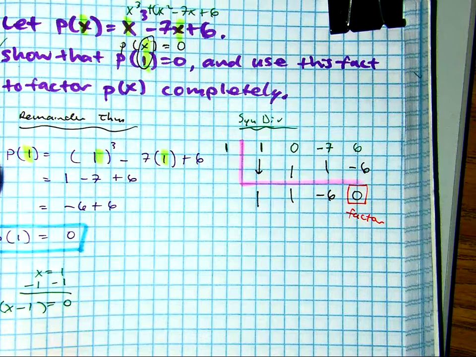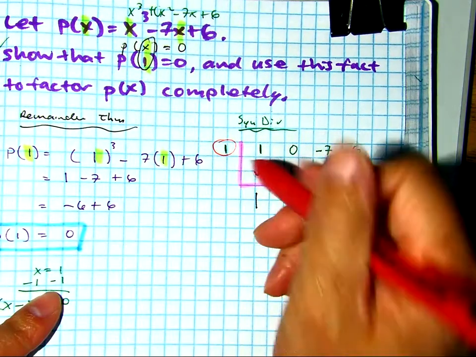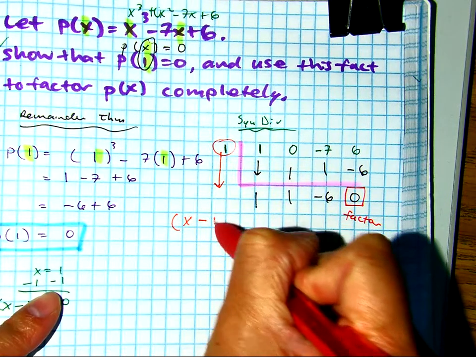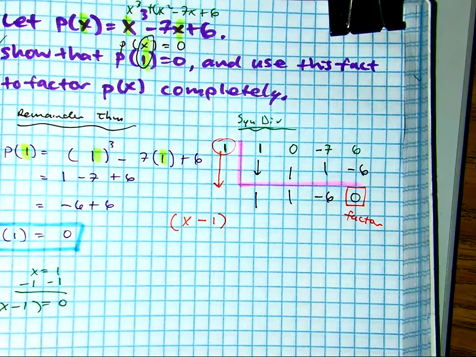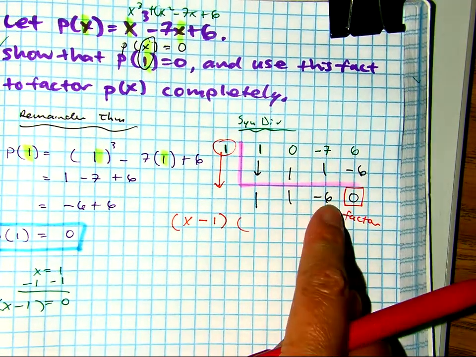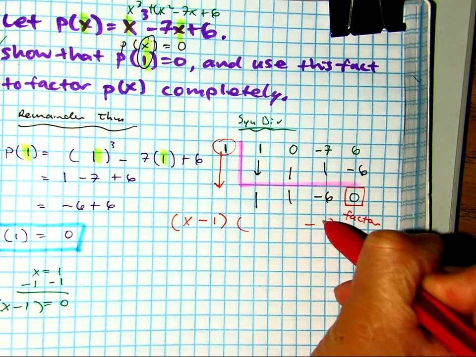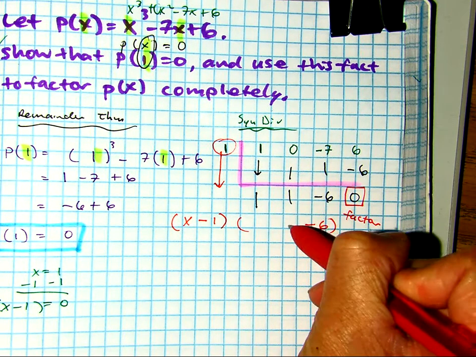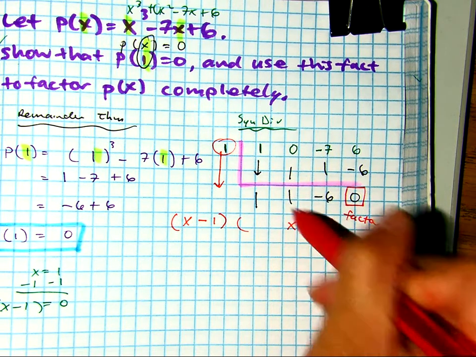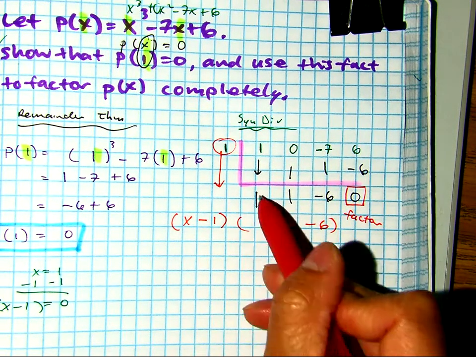What is a factor? This is a factor. We've already proven that this is x minus 1. Class, what does this represent? What do I write here? Negative 6. How about this one? X. This is a 1x. This 1x is a positive or negative? And this one? 1x squared, or x squared.